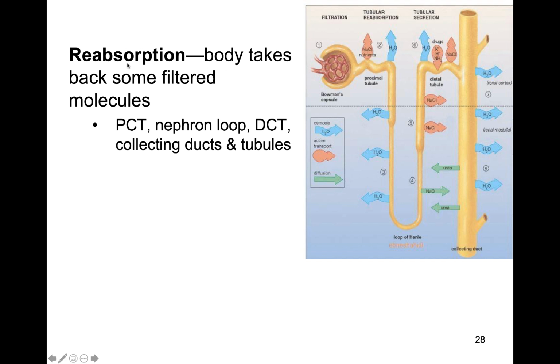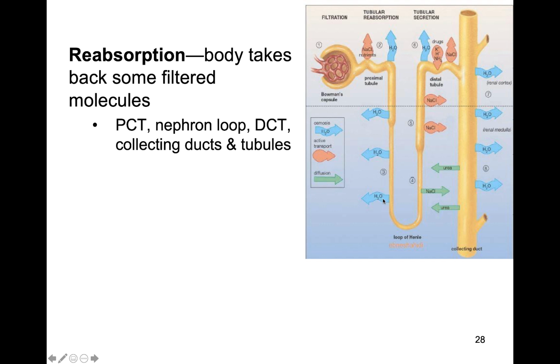So that's why we have the second step here that's called reabsorption. The body is going to take some of the filtered molecules back. Here we have the proximal convoluted tubule, and these arrows are pointing towards the bloodstream, towards the peritubular capillaries. In the picture that I showed you before, it had the proximal tubule, and then these peritubular capillaries that were wrapped around.